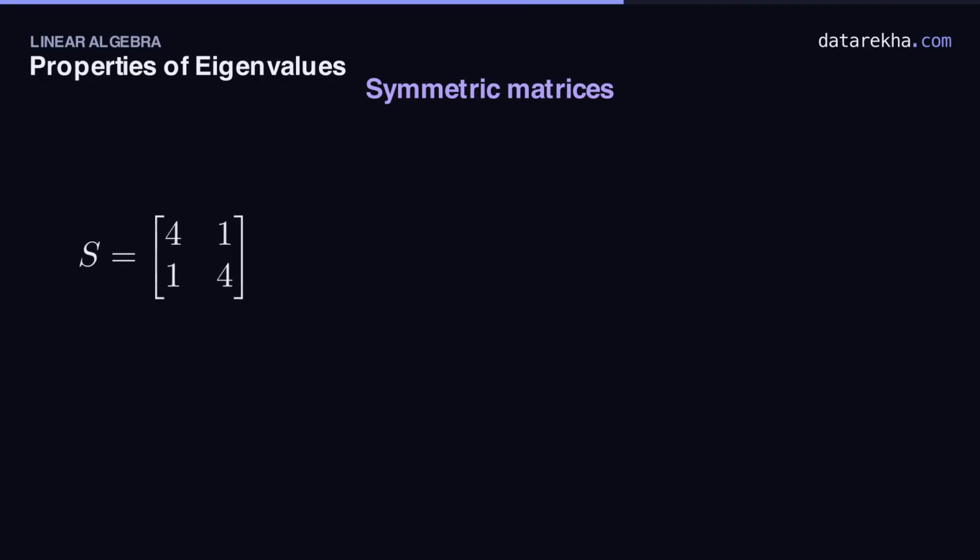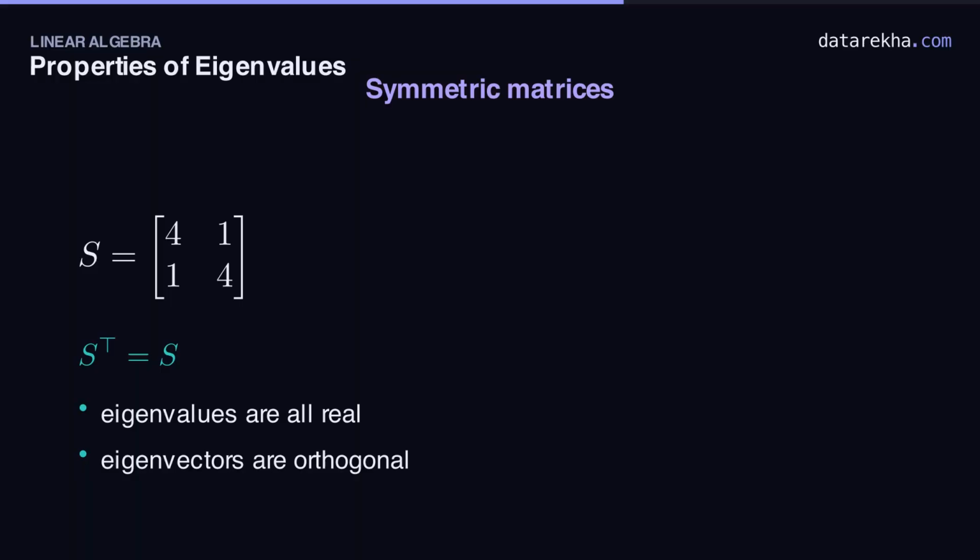Now the most beautiful shape of all, the symmetric matrix, equal to its own transpose. When a real matrix is symmetric, two remarkable things are guaranteed. First, every eigenvalue is a real number, never complex, no matter how the matrix is built. Second, the eigenvectors are orthogonal. They meet at right angles.